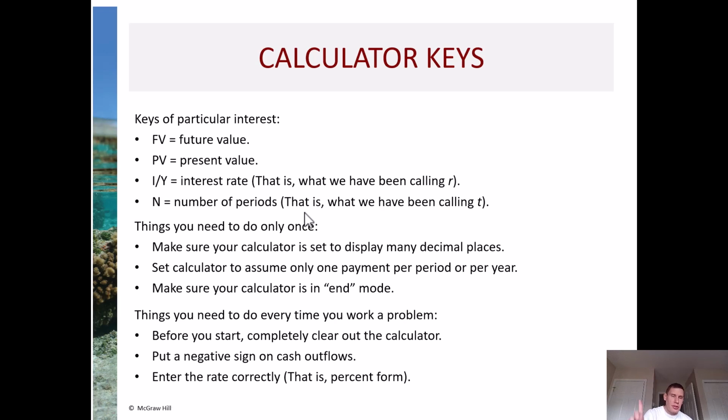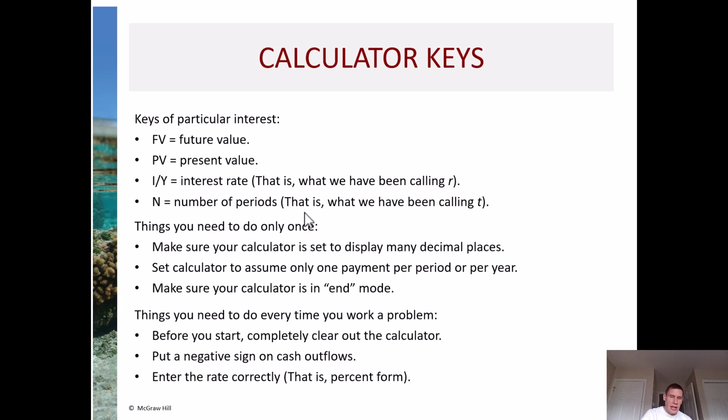So the things you should do just one time. Make sure your calculator is set to display many decimal places because sometimes the numbers go all the way out. Set your calculator to assume only one payment per period or per year. If the problem tells you otherwise, then you can change it. But if it doesn't, then you can always assume that it's just compounded once per year. And then make sure your calculator is in what we call end mode. I won't go into that right now, but just make sure it's set for end mode.